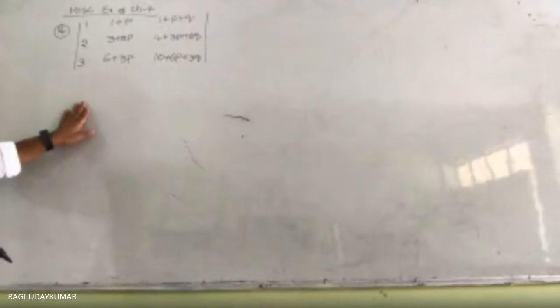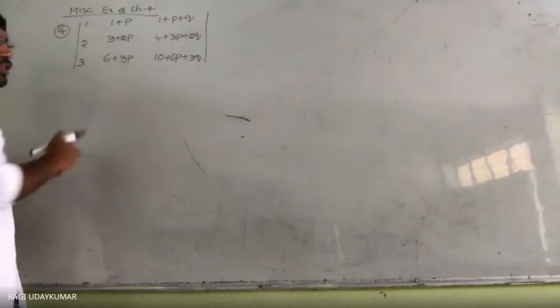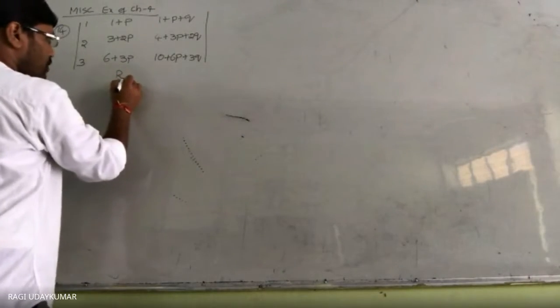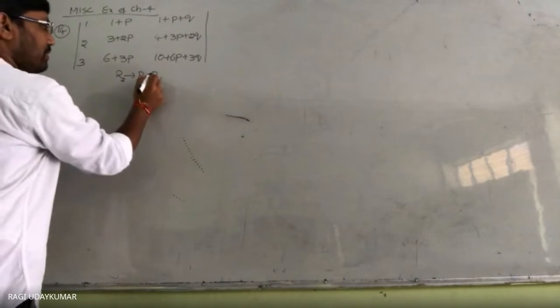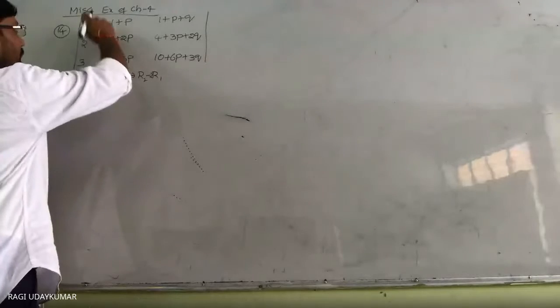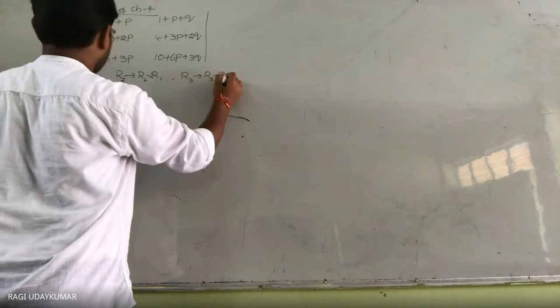So to prove it as 1, how do you prove it as 1? So what to do? Already we have discussed. We need to make these two as zeros. To make these two as zeros, R2 tends to R2 minus 2R1, and R3 tends to R3 minus 3R1.